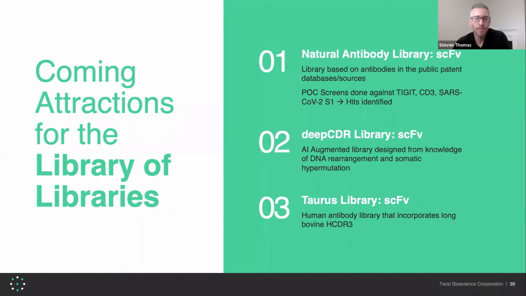We also partnered with some companies to build out some thoughtful libraries that are based on some sort of rational design. There's a company called DeepCDR that we partnered with. We built an scFv library with them. This is an AI-augmented library that's designed based on their proprietary knowledge of DNA rearrangement and somatic hypermutation. And then we've also partnered with a company called Taurus. As I mentioned earlier, bovines or cows have extra long heavy chain CDR3. This is potentially advantageous for accessing different types of binding pockets. So we're building with them a human antibody library that incorporates the advantages of a bovine heavy chain CDR3.